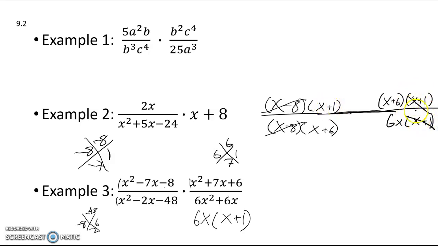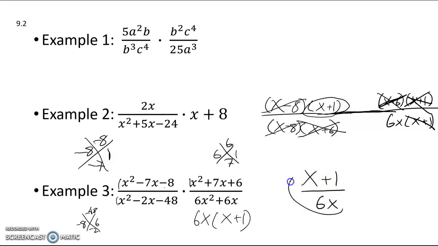Don't cancel both of them out. I only have 1 on the bottom that cancels out, so I can only cancel 1 on the top. I still have 1 left over here. Then I can also cancel out this x plus 6 as well. And so I'm left with this remaining x plus 1 on the top and 6x on the bottom. There's nothing else I can really do with that, so that would be our final simplified answer right there.